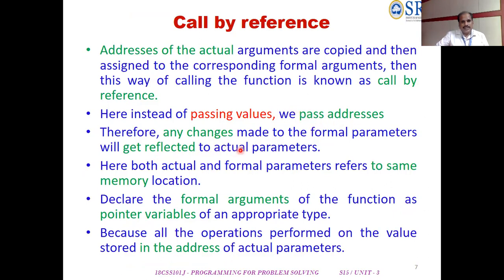If there are any changes in the called function, that is in the formal parameter, it will get reflected in the actual parameter in the calling function. Here both the actual and formal parameters refer to the same memory location, but in the case of call by value, the actual parameter and formal parameter are allocated separate memory locations.